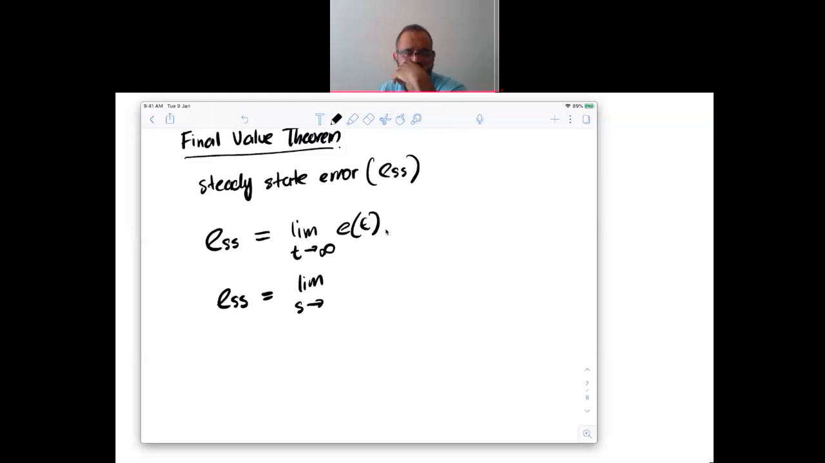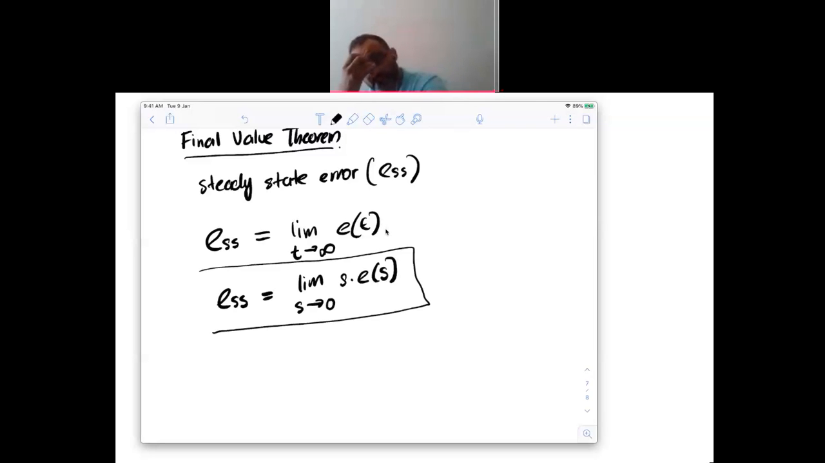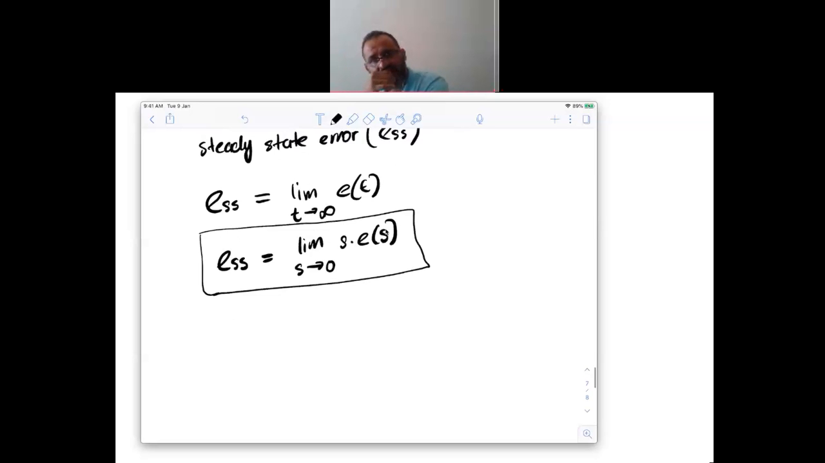So sorry about that, I made a lot of mistakes in my writing. When you want to talk about Laplace, then yes, it's s approaching 0 and s multiplied by E(s). Normally we will use this one, as it's easier for us to solve the steady state error in the Laplace domain rather than in the time domain.